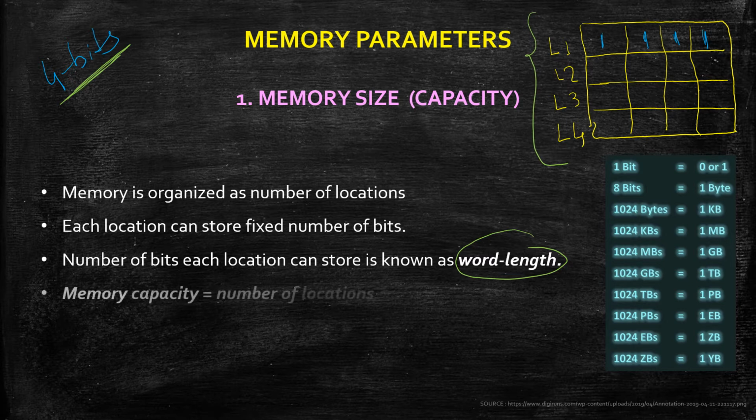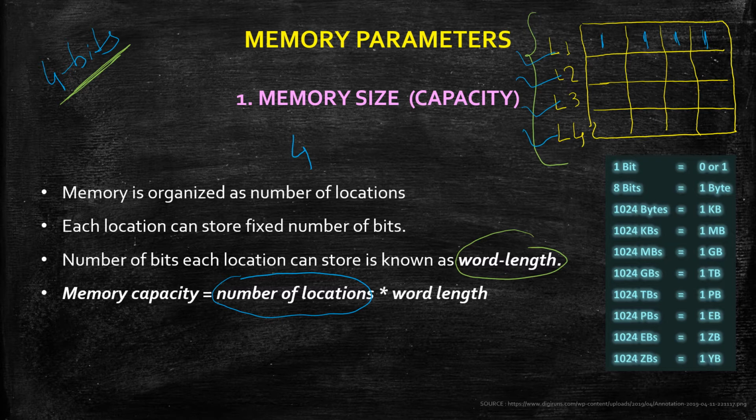Now, how do we calculate the memory capacity? To calculate the memory capacity, first you need to find the number of locations, which is multiplied by the word length. So let's calculate the memory capacity for this given memory. This is the number of locations. So how many locations do we have? 1, 2, 3 and 4. So we have a total of 4 locations.